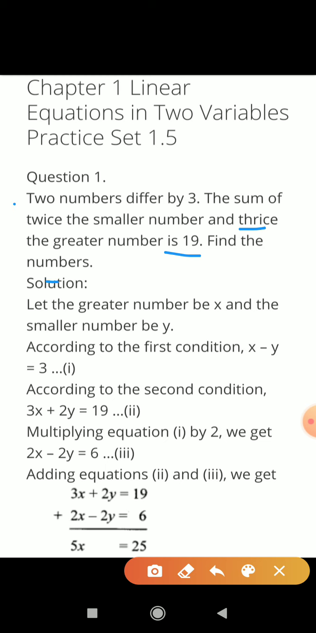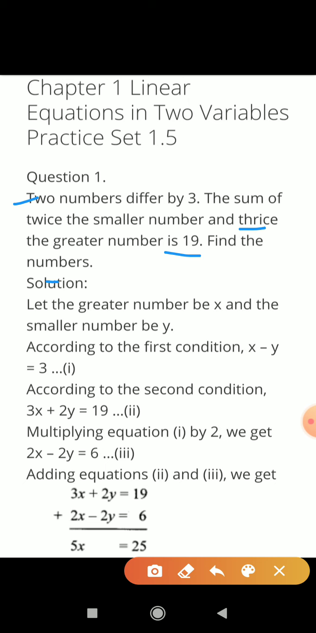Two numbers differ by 3. So here two numbers are there and they differ by 3. For this type of question we have to consider the two numbers as two variables. We can take x and y. So x and y should be your two numbers.